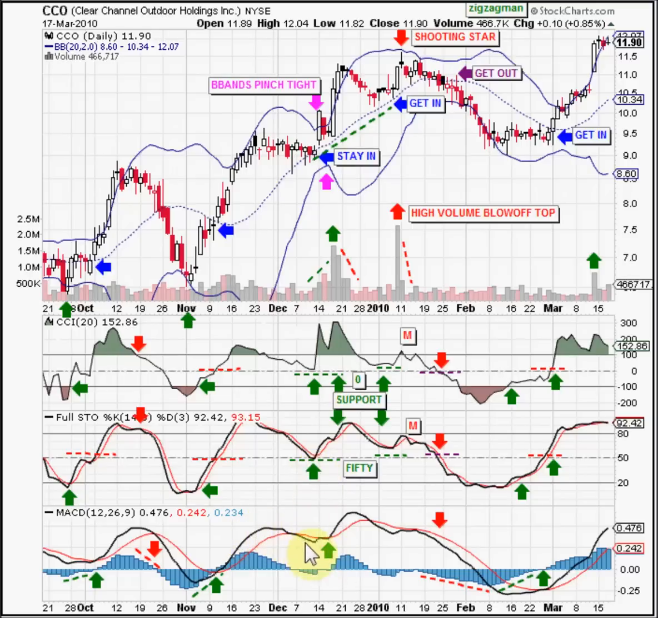The MACD never got close to 0. It was still well above it, and then it dipped below. The fast line dipped below and then crossed back up through the slow line. Okay, so you're thinking, well, maybe I sold here. Hey, look, he's bouncing. Get back in. He's bouncing at the 0. He's bouncing at the 50.